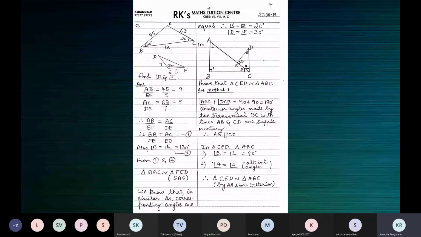We are just calling CED the small triangle just to understand. Nothing more than that. So we have two triangles here, one small, one large. The small one is called CED, the large one is called ABC. We are trying to prove that they are similar. That is, if you enlarge the small triangle, at a point it will take the size of the big triangle ABC.